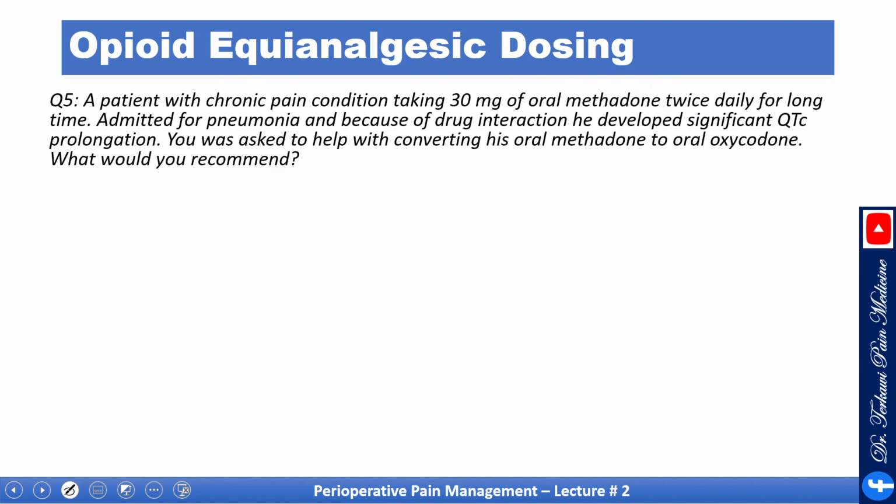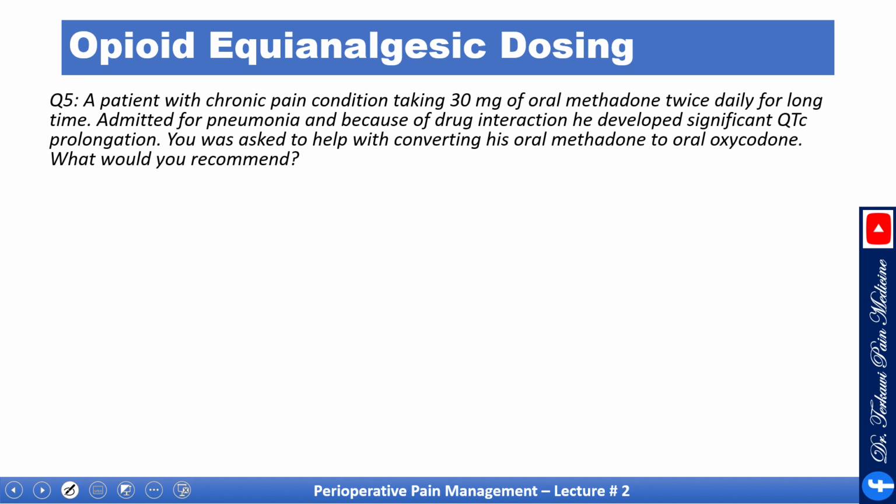Okay, here's a more advanced example for you. A patient with a chronic pain condition, it's a back pain or whatever, taking 30 milligram of oral methadone twice daily for a long time. Admitted for pneumonia, and because of drug interaction, he developed significant QTc prolongation. He was asked to help with converting his oral methadone to oral oxycodone. Just a theoretical example. What would you recommend?